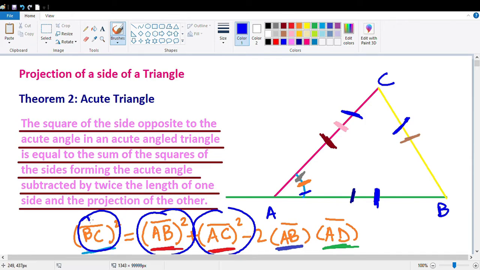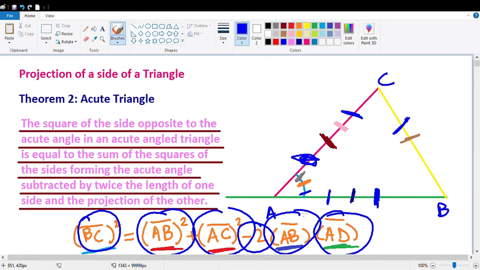subtracted by twice the length of one side and the projection of the other. So minus 2, which is right here, and the length of one side. In this case, we're viewing with AB on the horizontal axis, so AB is the length of one side, and the projection is always of the other one that's not on the horizontal axis, and that is in this case AC. So AC, its projection is AD, as we have down there. So that is basically the second theorem, and that's pretty much it. We're done. So now you got another theorem under your belt, so congrats.